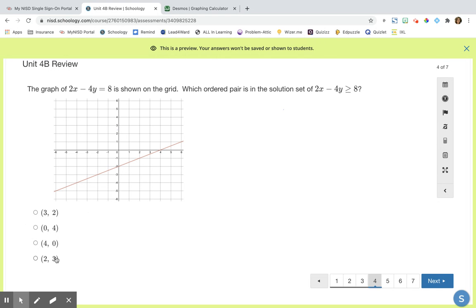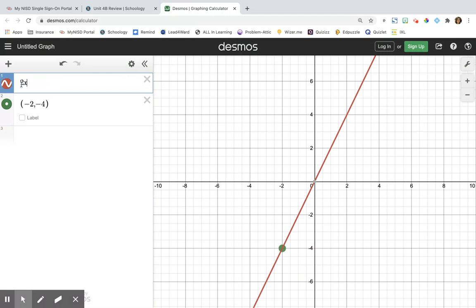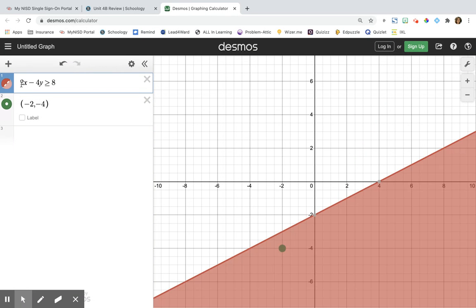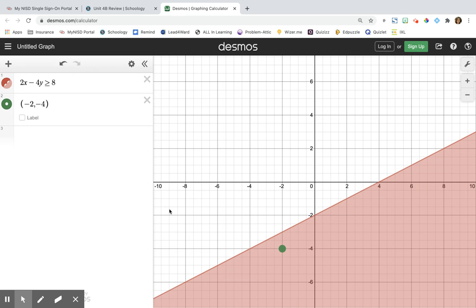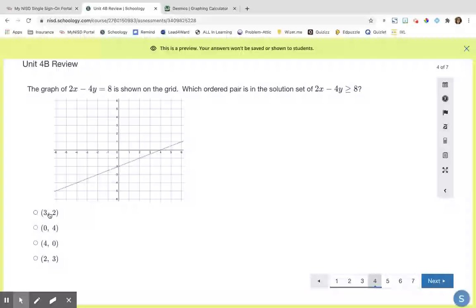So same as the one that we just did, I can just graph this and then graph all my points, see which one lands in the shaded in area. So 2x minus 4y is greater than or equal to 8. Right? Okay, so ignore that point. That's from the previous problem. Let's start by typing these.